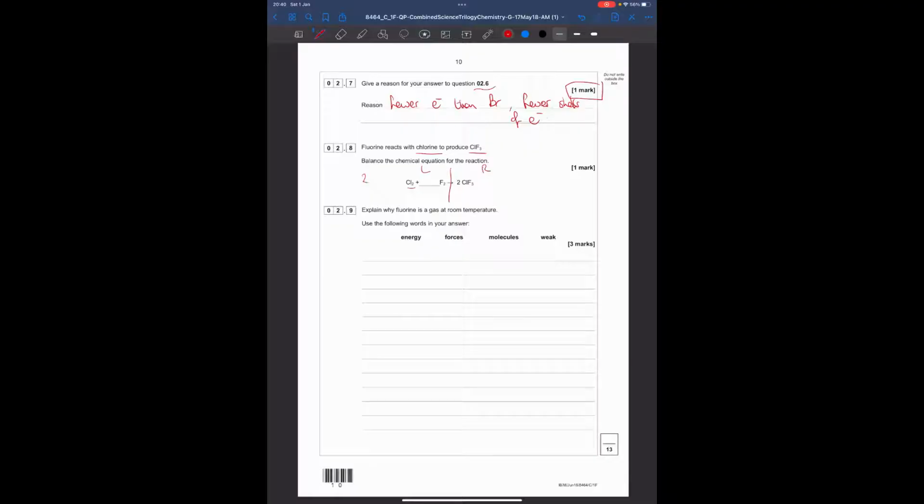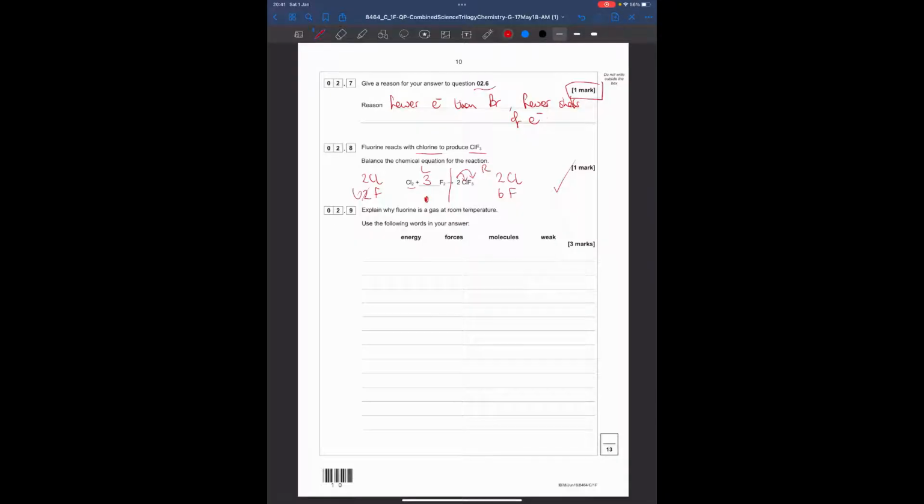So on our left side, we've got 2 chlorines and we've got 2 fluorines. On our right side, we've got 2 chlorines because of the big 2 in front, so 2Cl, but then we've got 2 lots of F3. So we've got 2 lots of 3, which gives us 6 fluorines. Now, in order to get 6 fluorines on this side of the equation, we would need to times our F2 by 3. That means we would then have 6 fluorines that side, and therefore the amount of atoms each side of the equation is the same, and it's balanced.